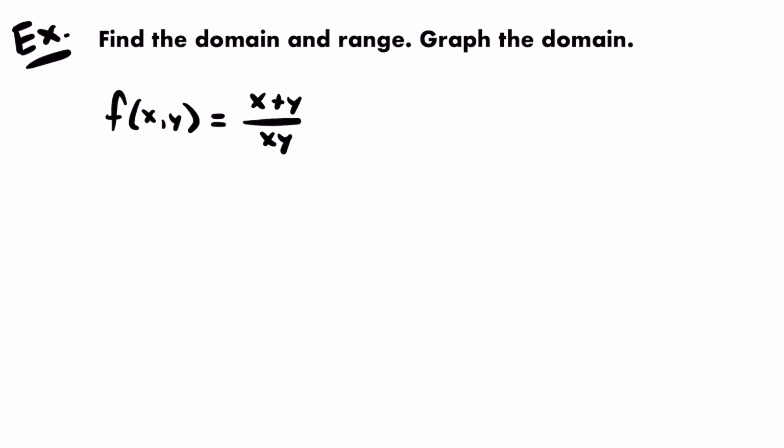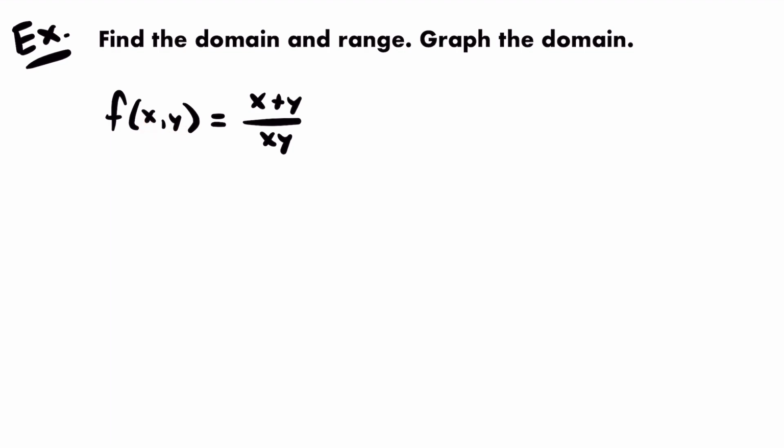Here we once again want to find the domain and range of our given function, and then we also want to graph the domain. And our multivariable function, this time around, is f of xy is equal to x plus y divided by x times y. Okay, so once again, we have a multivariable function of two independent variables. So this does represent the graph of a surface, which is in 3 dimensions, and the domain will account for the independent variables x and y. So the domain is in 2 dimensions.